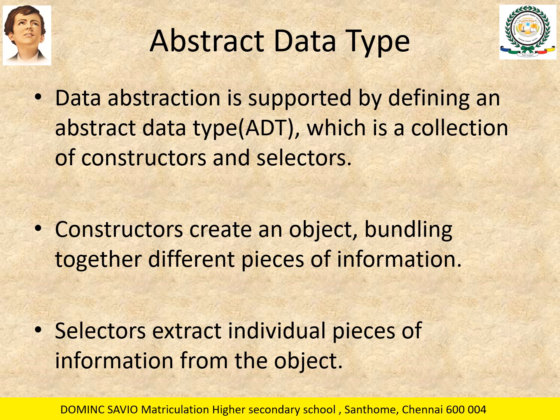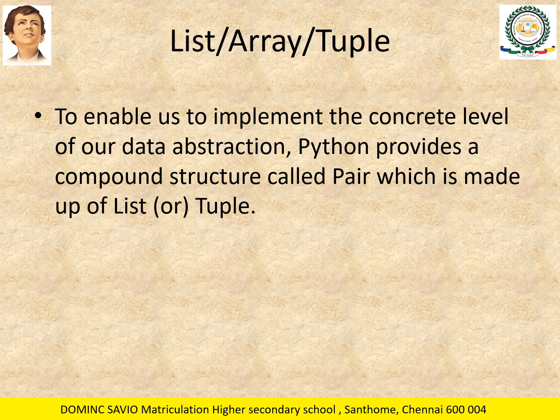So let's have a quick recap of what an abstract data type is. I told you it is a collection of constructor and selector. A constructor is used to create an object, and we are bundling 2 or 3 pieces of different information. That is, we are collecting information about a particular data. A selector is where we extract only the essential part from it. So this is what we call constructor and selector.